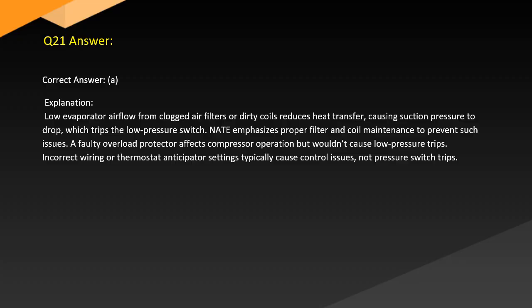Answer. Correct answer: A. Explanation. Low evaporator airflow from clogged air filters or dirty coils reduces heat transfer, causing suction pressure to drop, which trips the low pressure switch. NATE emphasizes proper filter and coil maintenance to prevent such issues. A faulty overload protector affects compressor operation but wouldn't cause low pressure trips. Incorrect wiring or thermostat anticipator settings typically cause control issues, not pressure switch trips.